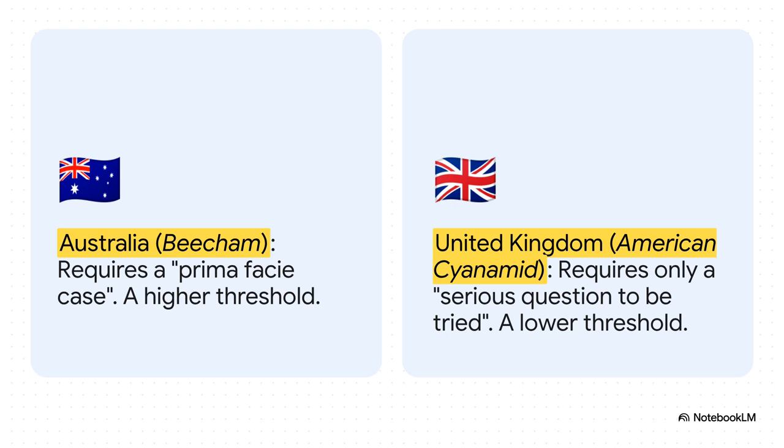Now pay close attention, because this is a classic exam trap, and it's also covered in Section 14-16. In Australia, we follow the stricter Beecham test. That means we require a probability of success. This is a much higher bar than the UK's American Cyanamid approach, which only requires a serious question to be tried. Whatever you do, do not confuse the two in your exam.